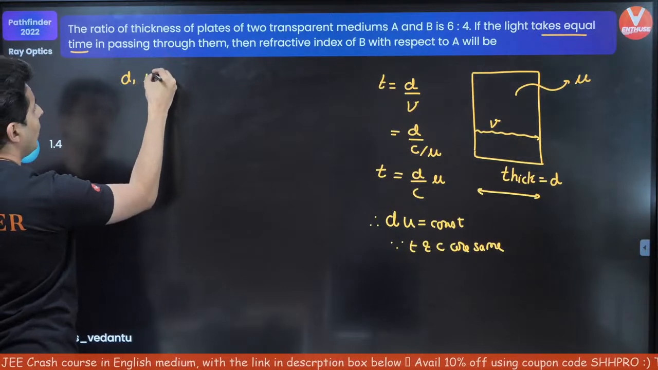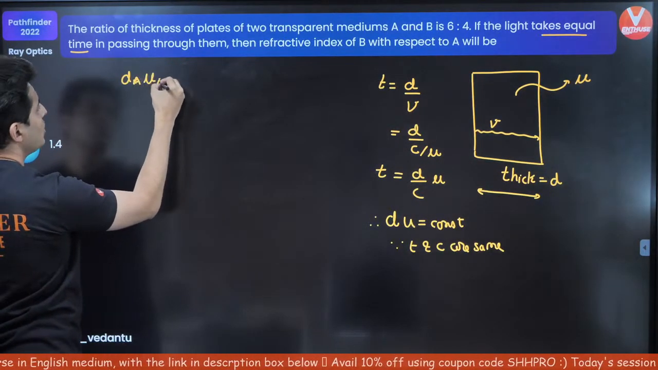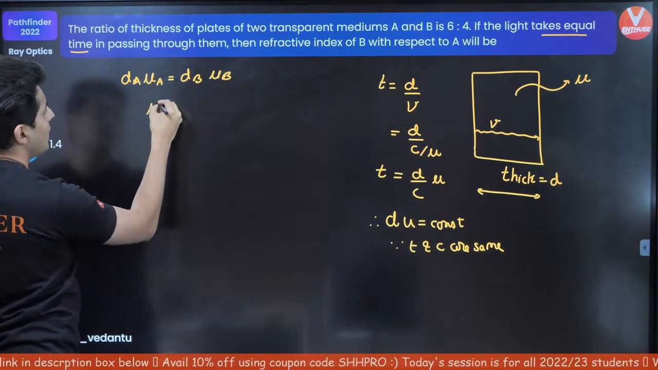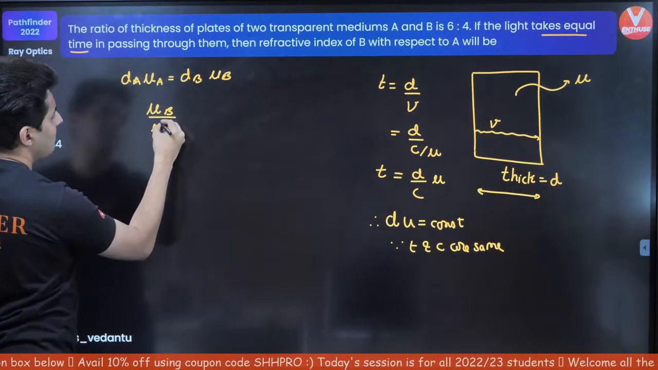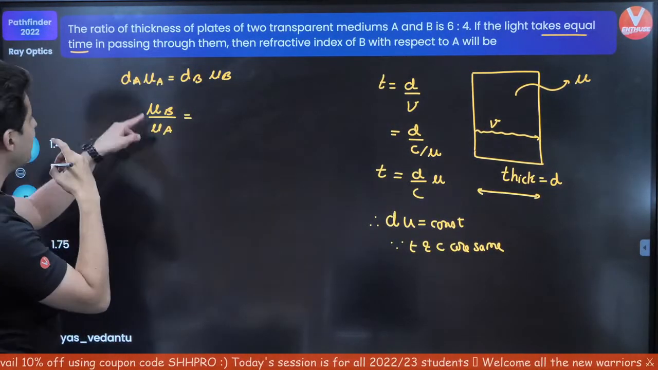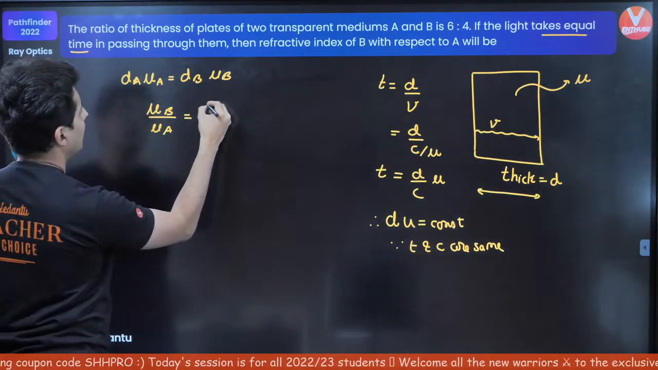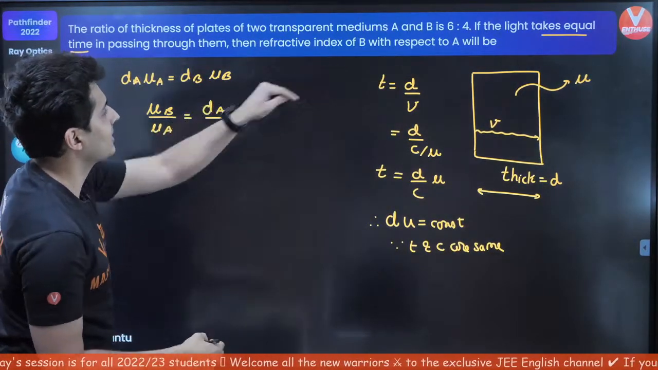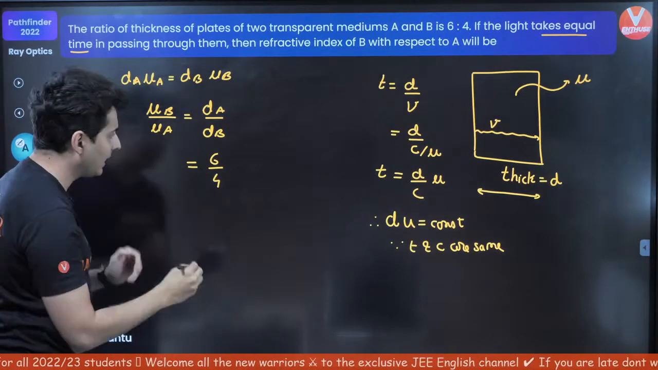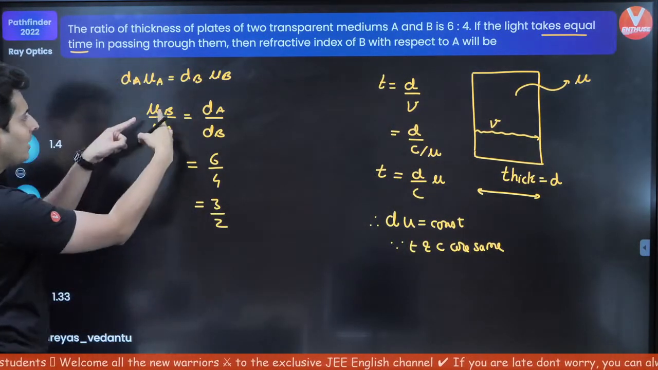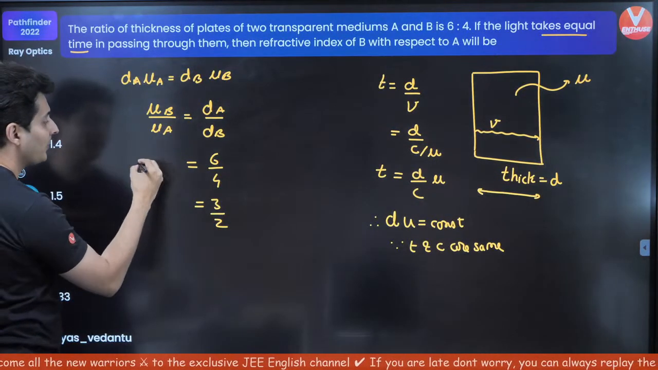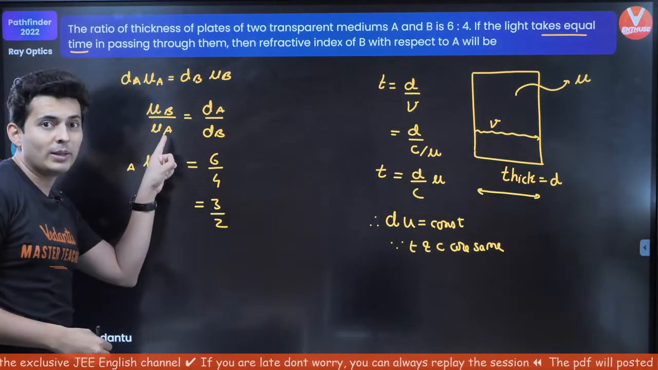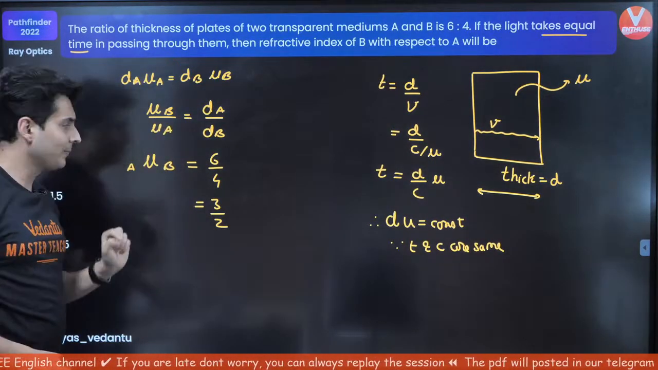So therefore dA mu A will be equal to dB mu B. Therefore, I can write mu B divided by mu A as nothing but dA divided by dB. The thickness of the slabs' ratio is given as 6:4. So this will be 6 divided by 4, correct? 6 divided by 4 is nothing but 3/2. And mu B by mu A is nothing but what? A comes here, B comes over here. Remember 1 mu 2 was mu 2 by mu 1. So A mu B will be mu B by mu A.